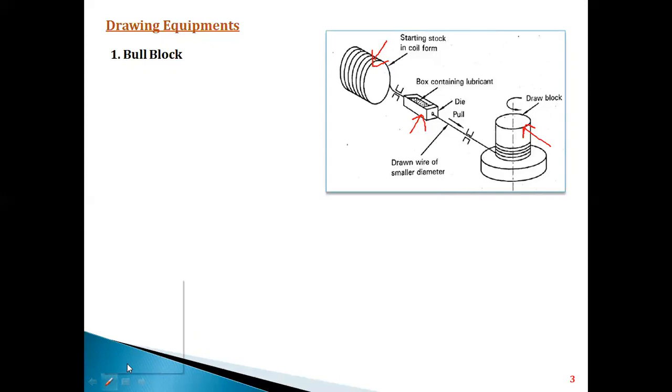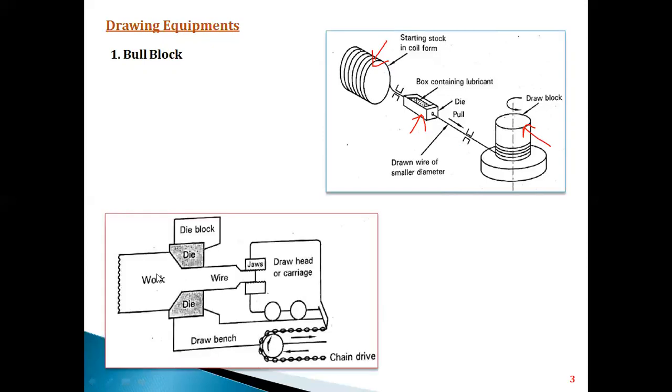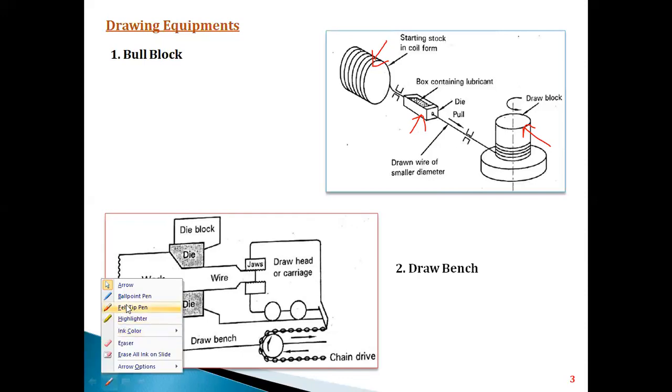Similarly, we have another equipment also, known as draw bench equipment. Let us see here. So this is the draw bench equipment. We generally use this equipment when we have a single die, and the important thing is when the diameter of the raw material is greater than 20 mm. So if the diameter of the raw material which you want to pull here is greater than 20 mm, then we go for this one, that is, we call it this draw bench.